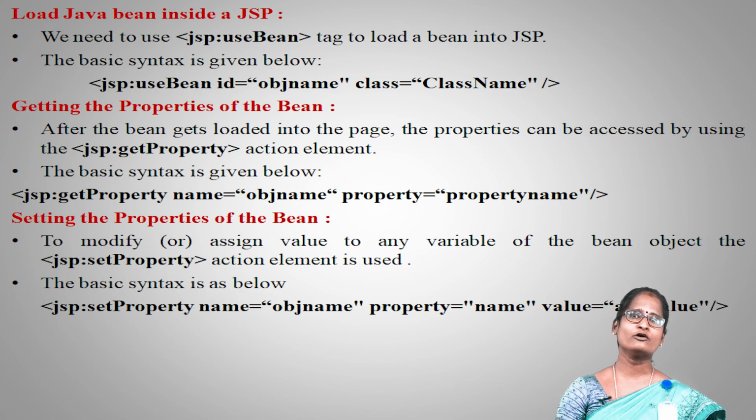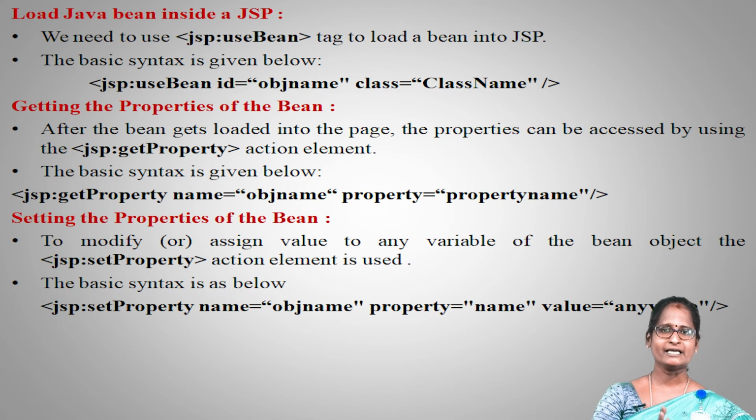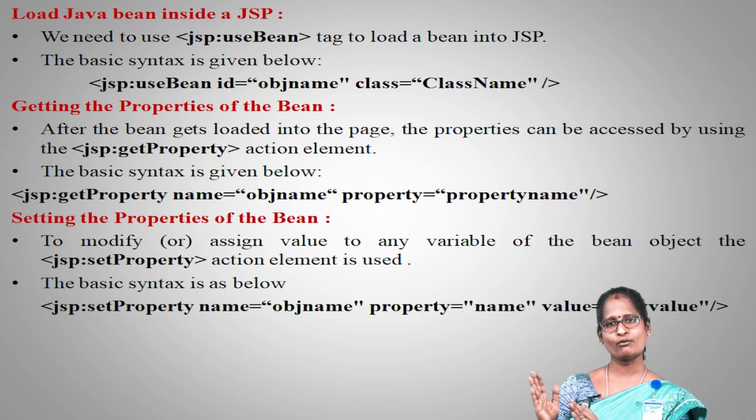Getting the property of the bean. After the bean gets loaded into the page, the property can be accessed by using the jsp:getProperty action element. The syntax is jsp:getProperty name equal to object name, property equal to property name.